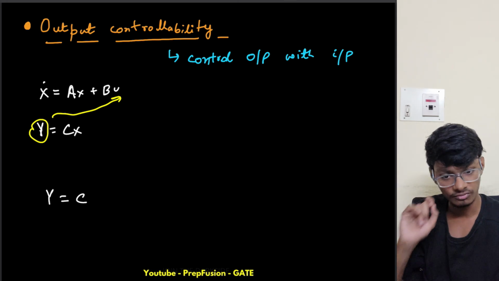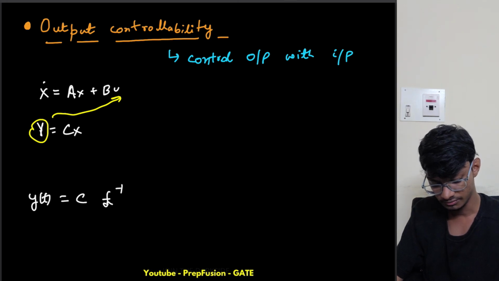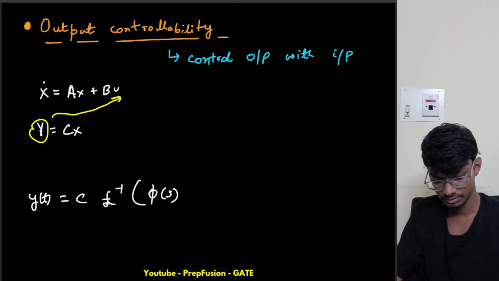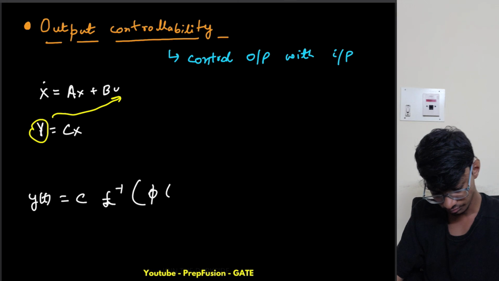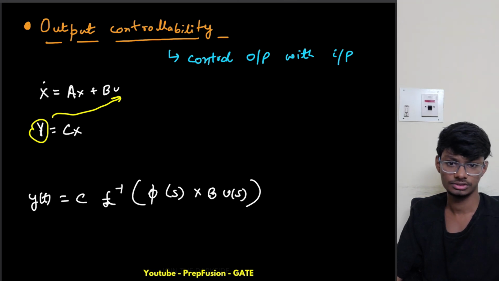So what is my y? My y of t, in time domain, what is it? Y of t in time domain is C into the Laplace inverse of (sI minus A) inverse, into B into U of s. Okay, so this is my y of t.